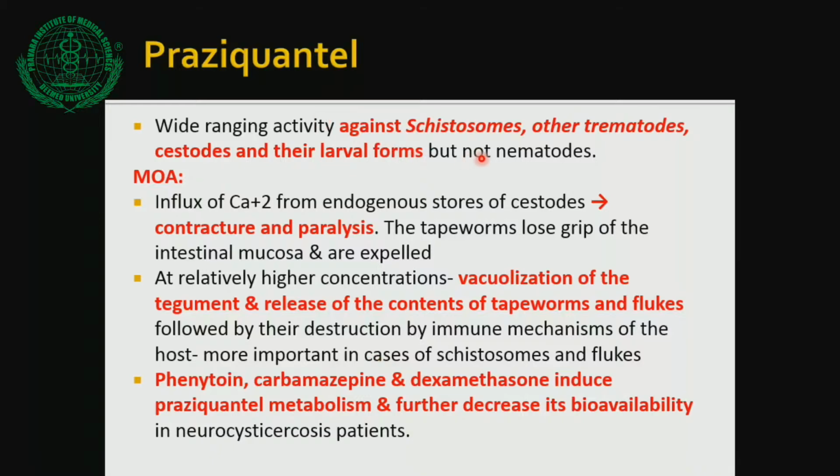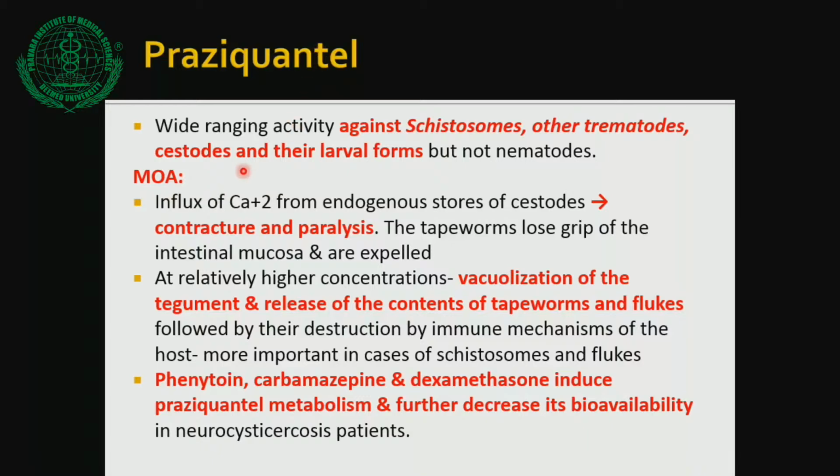It has a wide ranging activity against the schistosomes, meaning the trematodes or flukes, other trematodes like liver fluke, lung fluke, and cestodes like Taenia solium, Taenia saginata, hydatid cyst and their larval forms. But it is not active against the nematodes. That's why it is not a broad spectrum.